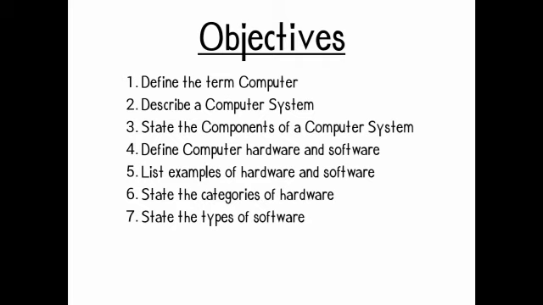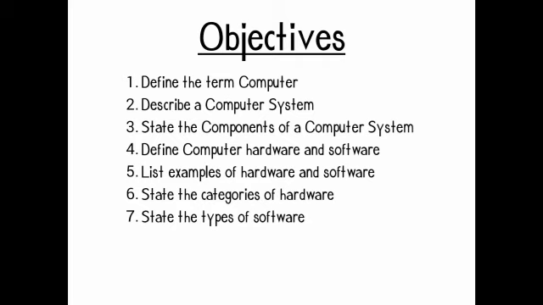You should be able to describe what a computer system is. You should be able to state the components of a computer system. You should be able to define computer hardware and software. You should be able to list examples of hardware and software. You should be able to state the categories of this hardware. And last but not the least, you should be able to state the different types of software.